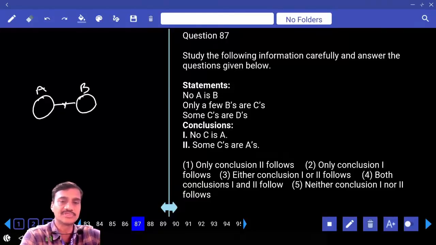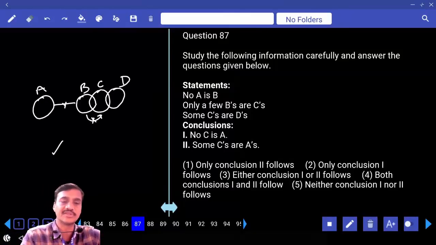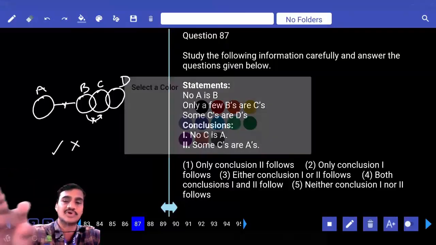And only a few B's are C's. Only some of the B's are C's but not all. And some C's are D. C and D must be like this. No C is A: definitely true. Some C's are A: as of now in this diagram it is false.